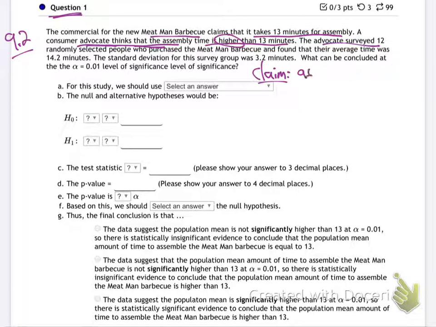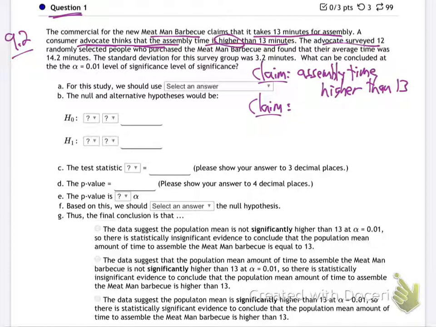Assembly time higher than 13. So there's some group that thinks that it takes longer to set up this new Meat Man barbecue, higher than 13 minutes. So how do you write that in math terms?